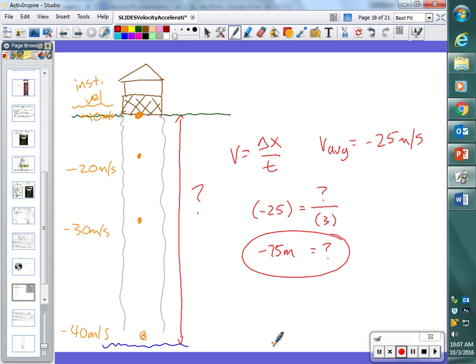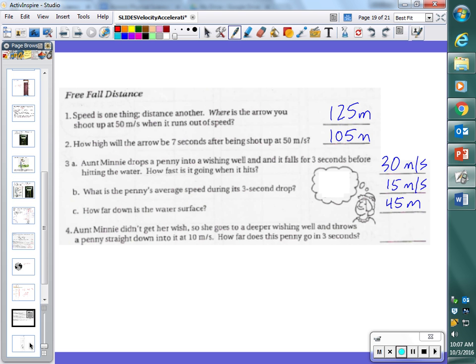All right. So the last couple pages. To finish off this mini question, how far does the penny go in 3 seconds? It goes 75 meters. Is that the displacement? No, that's actually the distance traveled, right? If we wanted the displacement, what would we have to do? Put a negative. Negative 75, because it gives us direction, right? Okay, how's that?